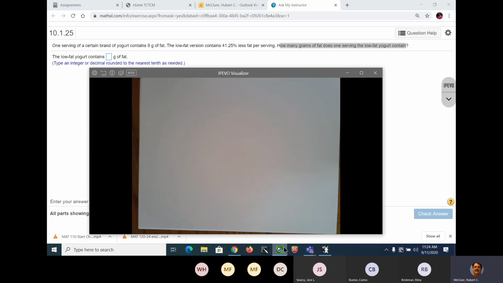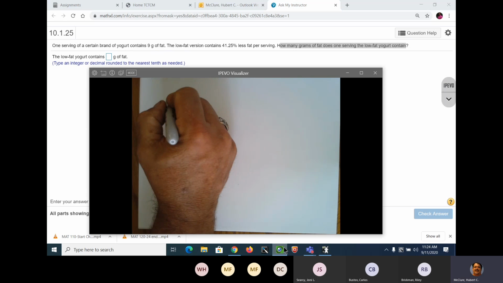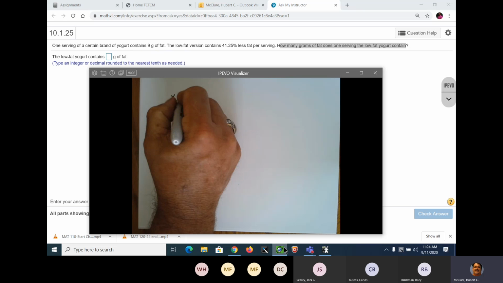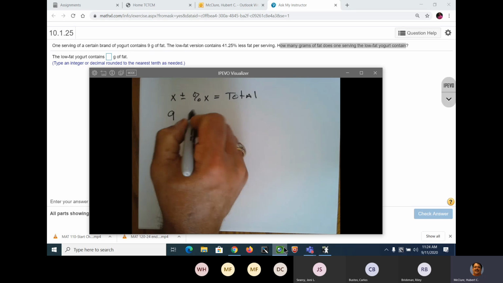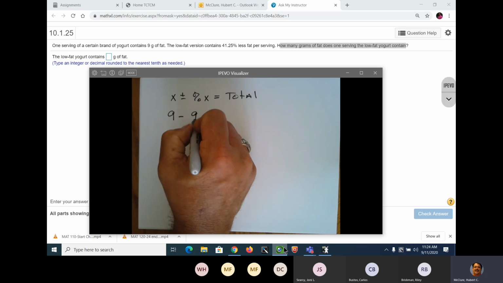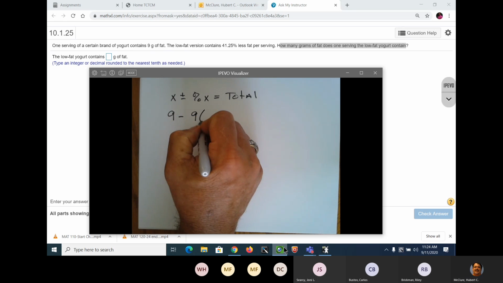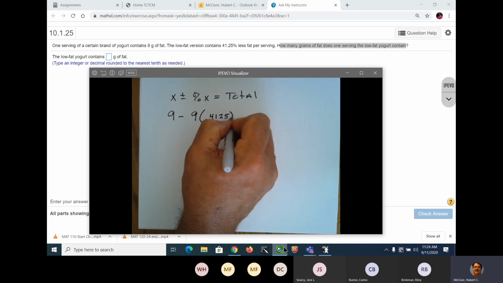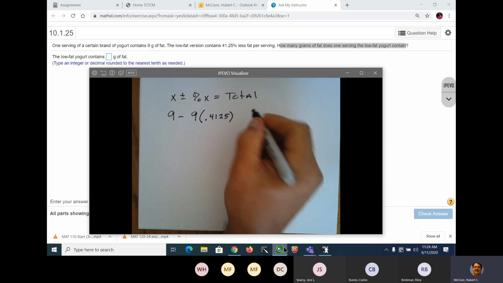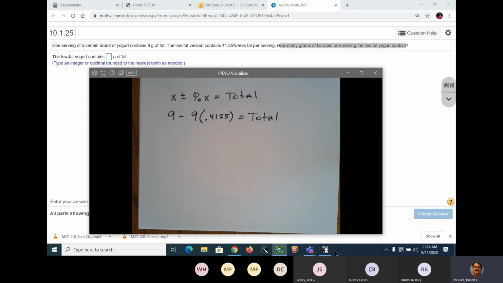And there we go. So the Walmart equation is X plus or minus percentage X is equal to the total. And that's going to be 9 minus 9 times 0.4125 is equal to the total. So we're going to get our handy dandy calculator out.